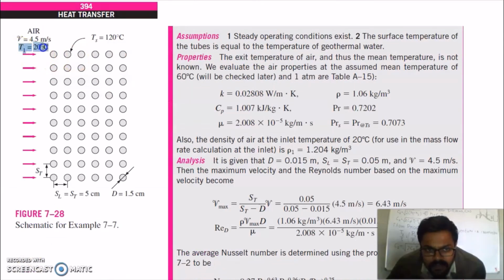We know the inlet temperature of air, but the exit temperature of the air is not known. Thus, mean temperature is not known. So we assume the mean temperature of the air, that is exit and inlet mean, as 60 degrees Celsius, and we will take corresponding properties of air at 60 degrees Celsius, which are this. This is Prandtl number at 60 degrees Celsius. This is Prandtl number at surface temperature.